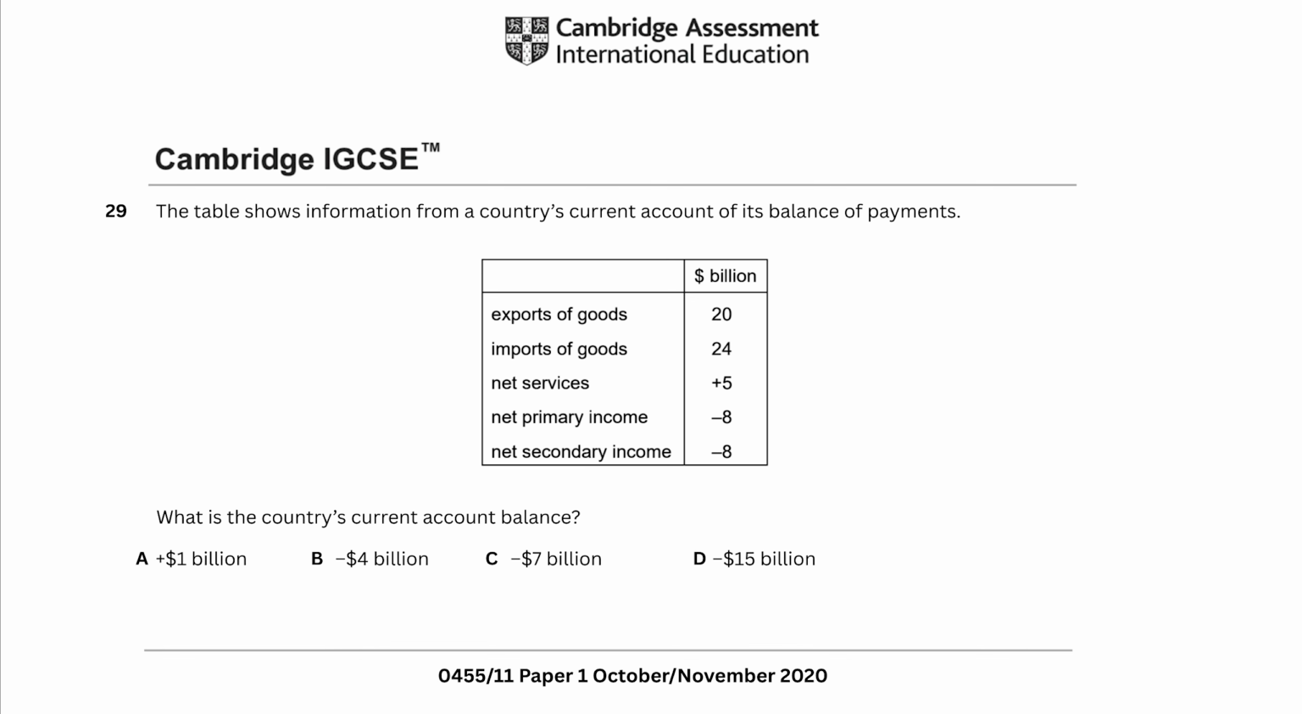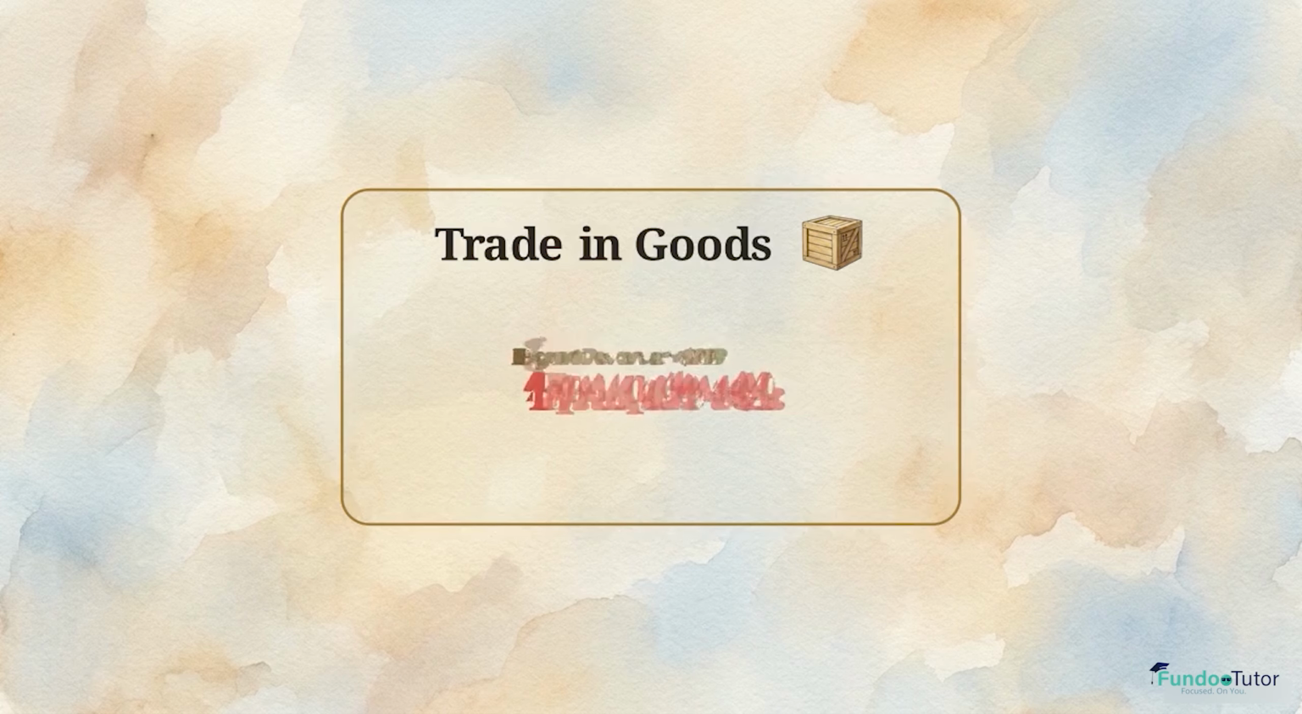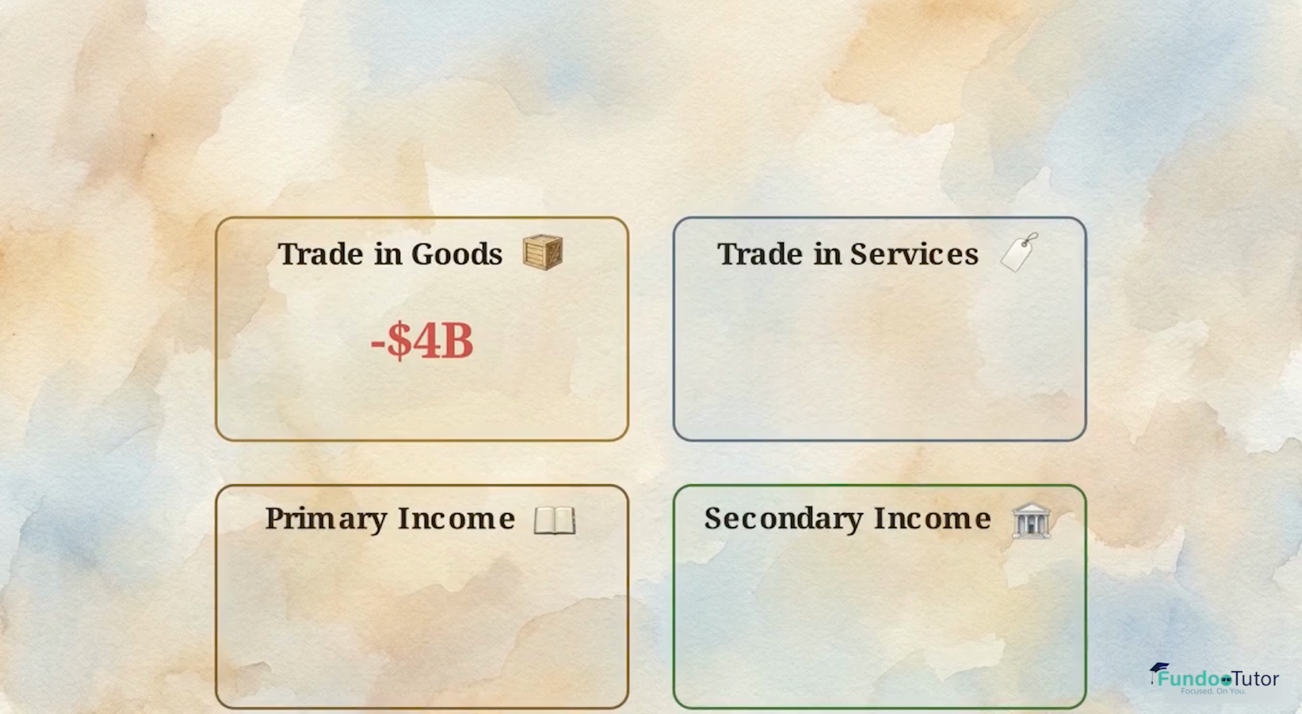Let's apply this to a typical Cambridge calculation question. We always start by isolating the trade in goods. Here we have $20 billion in export revenue and $24 billion in import expenditure. That leaves us with a net trade in goods balance of -$4 billion.